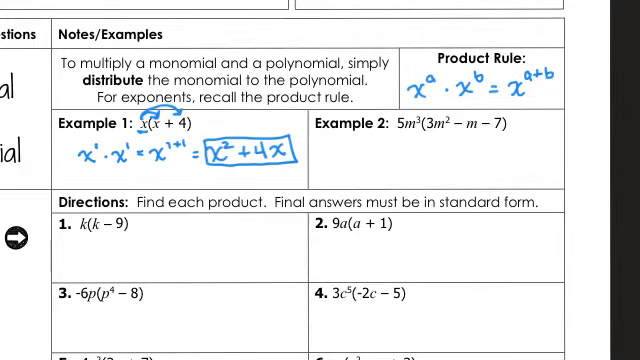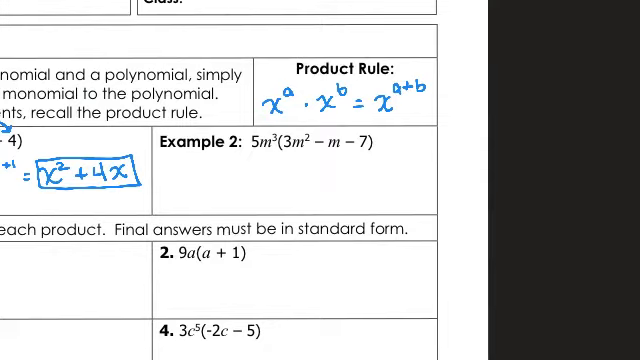Let's take a look at example 2. So we're going to distribute a 5m to the third to each term inside the parentheses. 5m to the third times 3m squared is 15 m to the fifth. Why not the sixth? Because the product rule states when you're multiplying bases, you add their exponents.